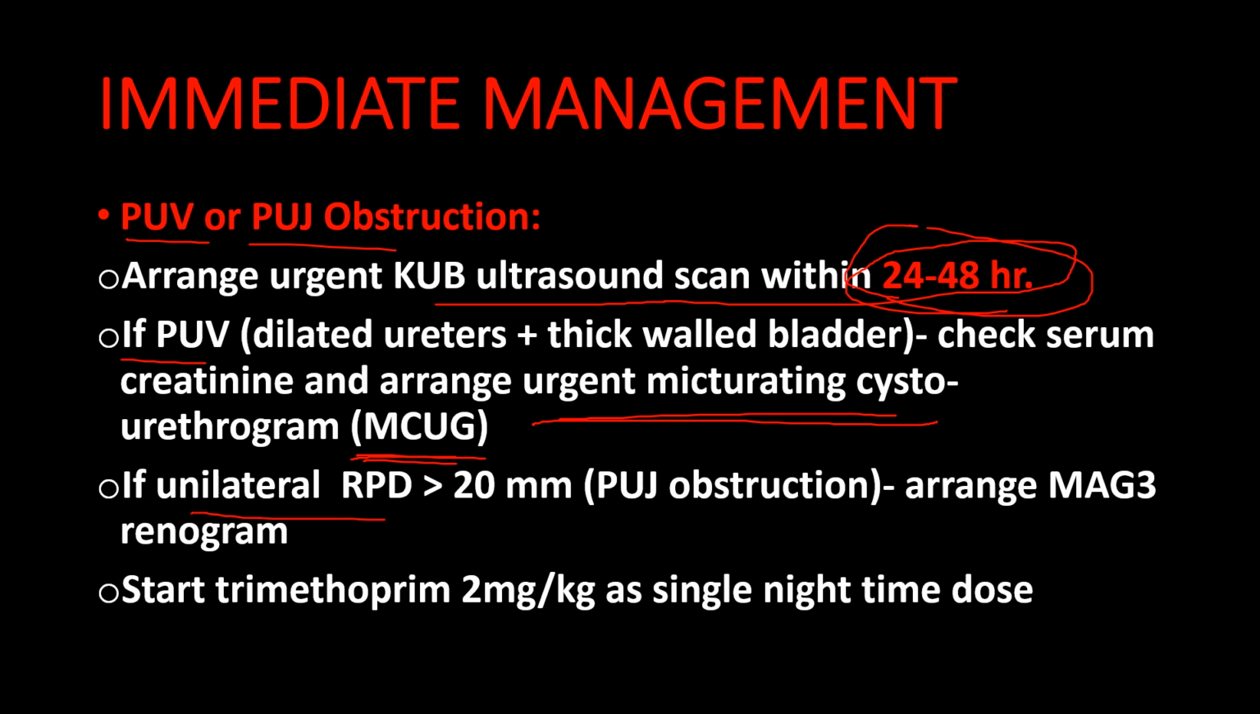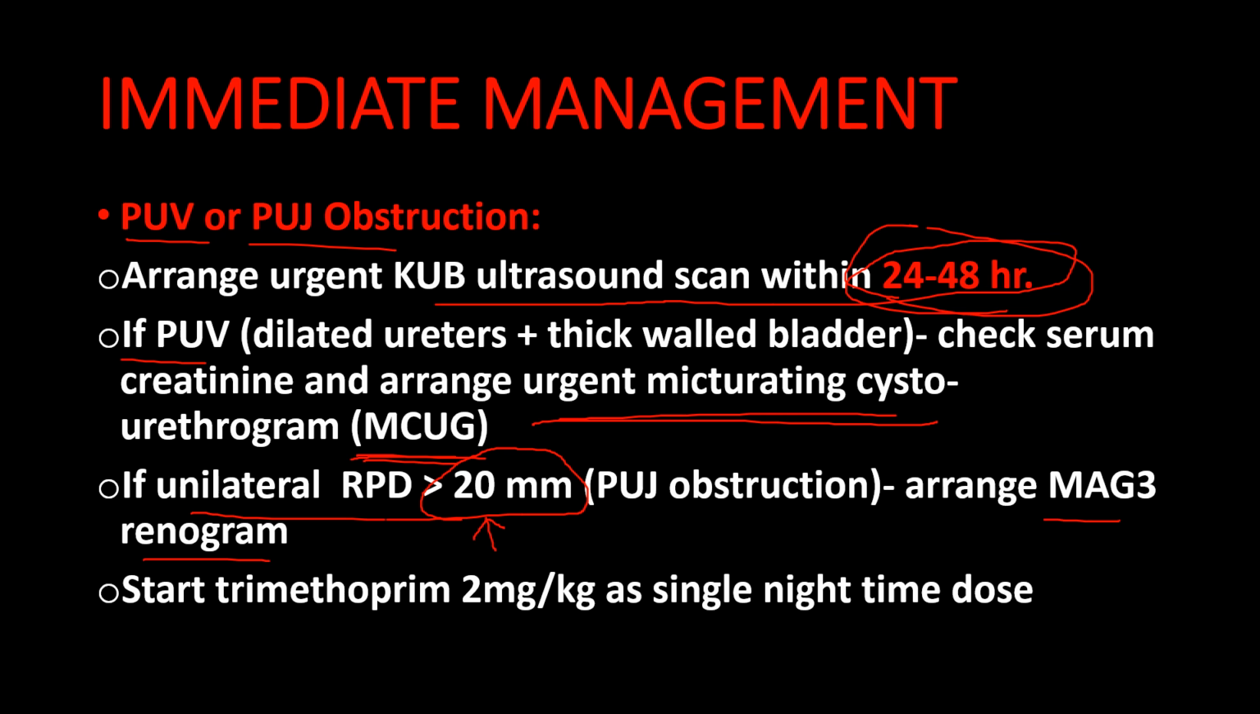If it is unilateral RPD of more than 20 mm, which is a very huge amount of dilatation, this suggests PUJ obstruction, so arrange a MAG3 renogram. You have to arrange this only by discussion with the urologist. You are not at a level where you will do the MAG3 renogram on your own decision. You will do the ultrasound KUB, but for the other investigations like MCUG or MAG3 renogram, you have to discuss with the pediatric urologist.